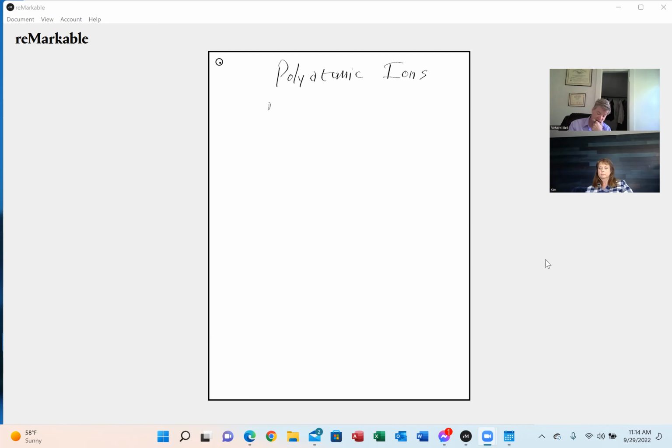So if we look at something like calcium phosphate, we know the charge of calcium from the periodic chart. It is element number 20. And it's in the alkaline earth metals. Therefore, the charge of calcium is always, always, always what? 2. Plus 2.